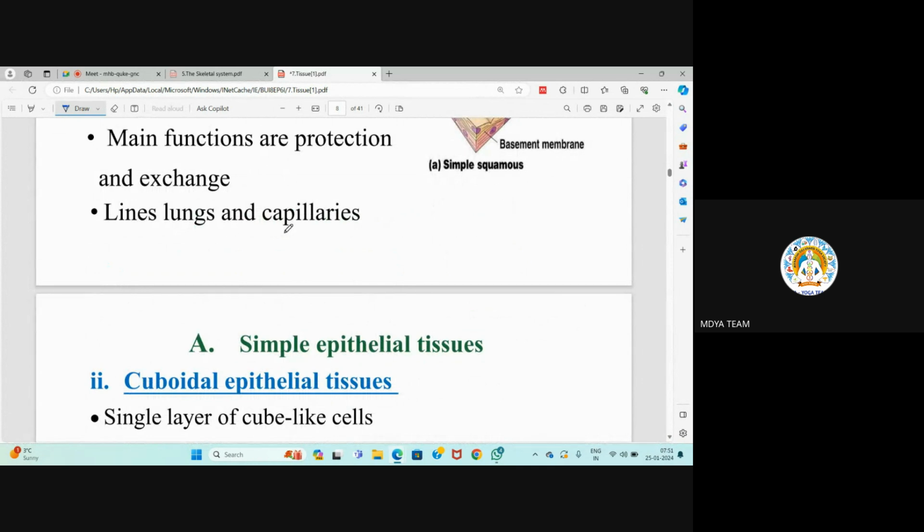Capillaries are the finer composition of blood vessels. Means when blood vessels are further divided into minor and minor vessels, minute vessels, very very minute vessels.